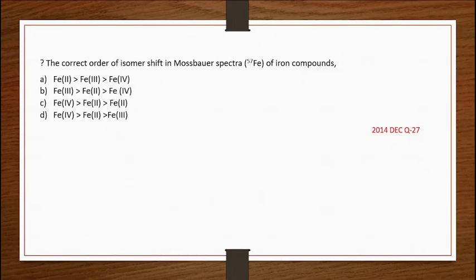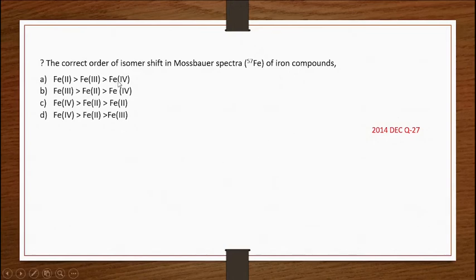If the number of d electrons is more, the shielding by the d electrons to the s electrons will be more. If the shielding is high, the s electron density will be low and the isomer shift will be high. So the higher the d electrons, the lower the s electron density, and the higher the isomer shift. The lower the number of d electrons, the higher the s electron density, and the lower the isomer shift.